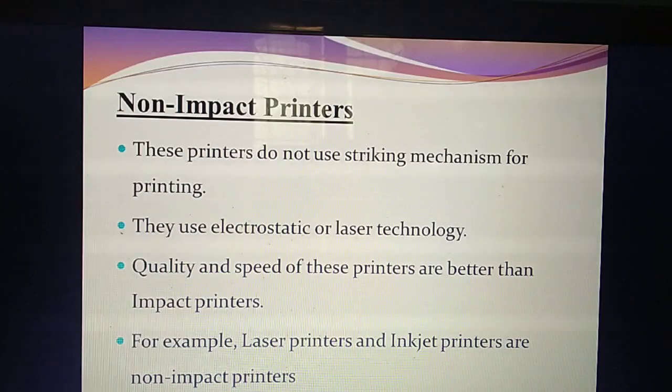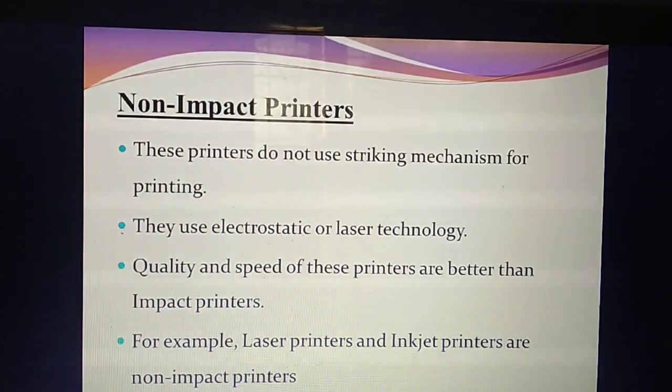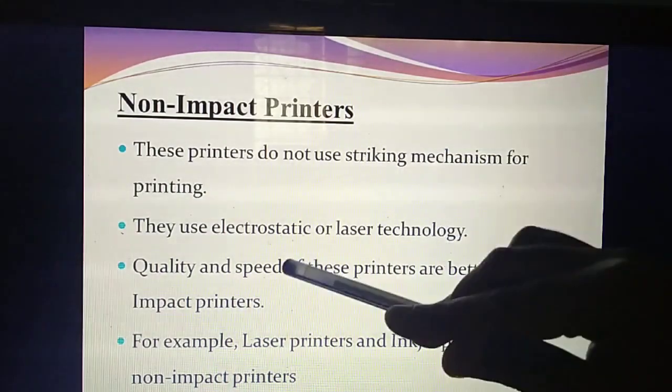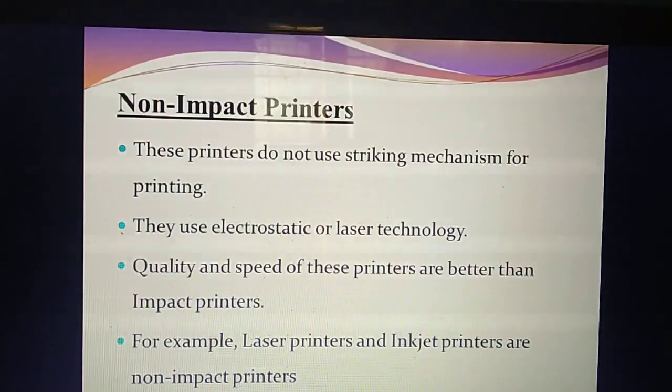Impact printers, I said, use a striking mechanism. Inside the impact printers, what is present? A hammer or pins, connected using a ribbon. The hammer strikes with mechanical pressure, and the particular characters get printed. But in a non-impact printer there is no striking mechanism. Instead, they are using electrostatic or laser technology.